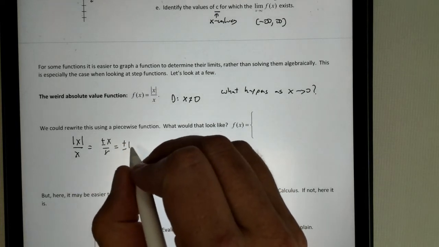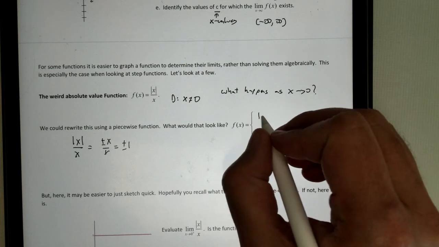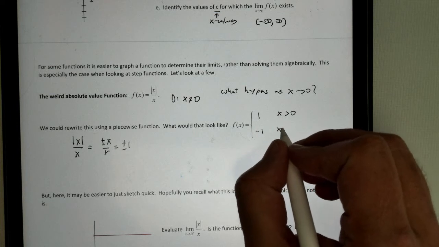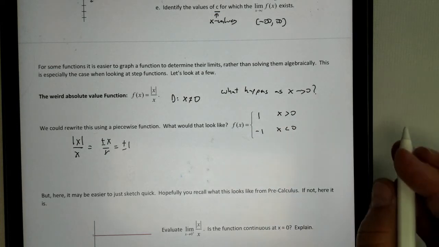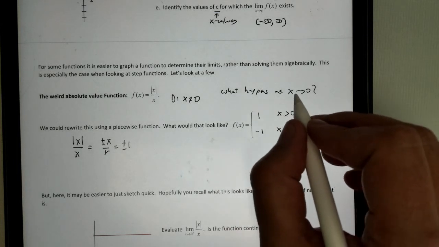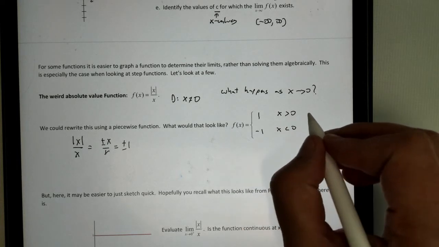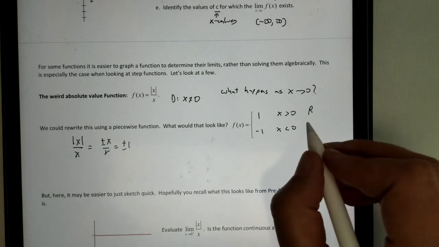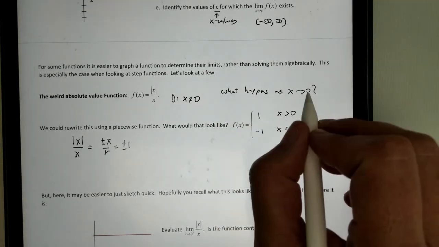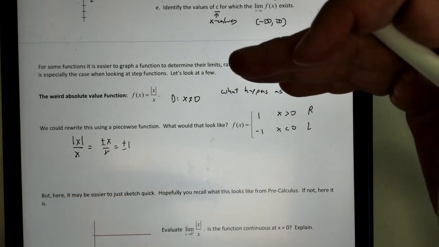So we have two functions: positive 1 and negative 1. We generally say it's 1 for x greater than 0, and negative 1 for x less than 0. As I approach 0 on the right side, our value is getting closer to 1, but on the left side, our approach is negative 1. So I know already that at 0 the limit doesn't exist.